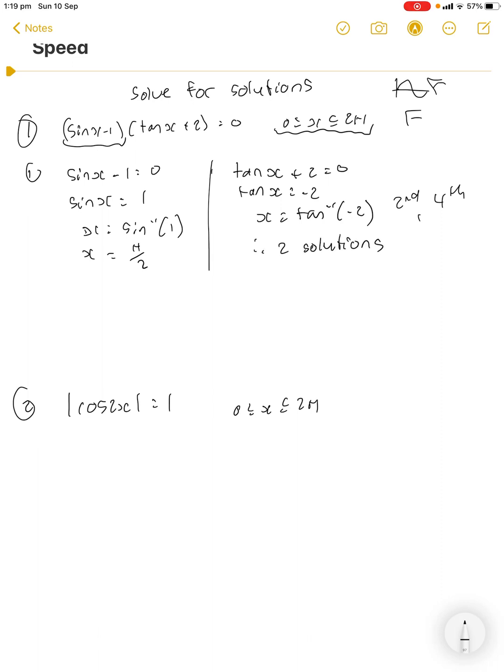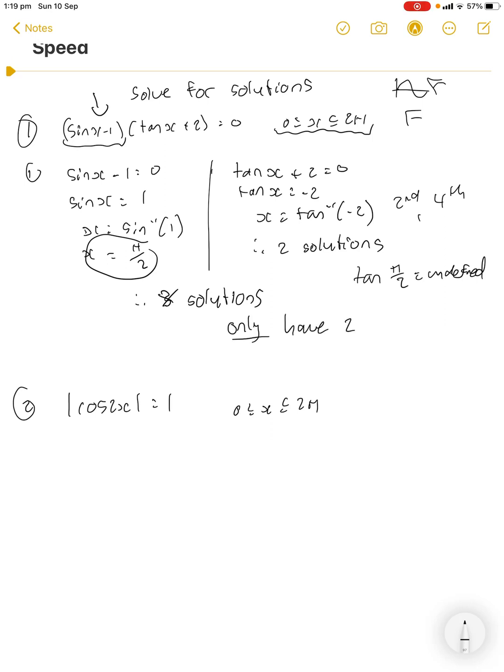So you may think the obvious answer is that it's going to have three solutions. This is actually incorrect, because if I put pi on 2 into the equation here, I get 0 times whatever tan pi on 2 plus 2 is. But tan pi on 2, or tan of 90, is undefined. It doesn't exist. So therefore, we don't actually have three solutions. We only have two solutions, because the solution for sine x minus 1 doesn't actually exist. We can't do tan pi on 2.